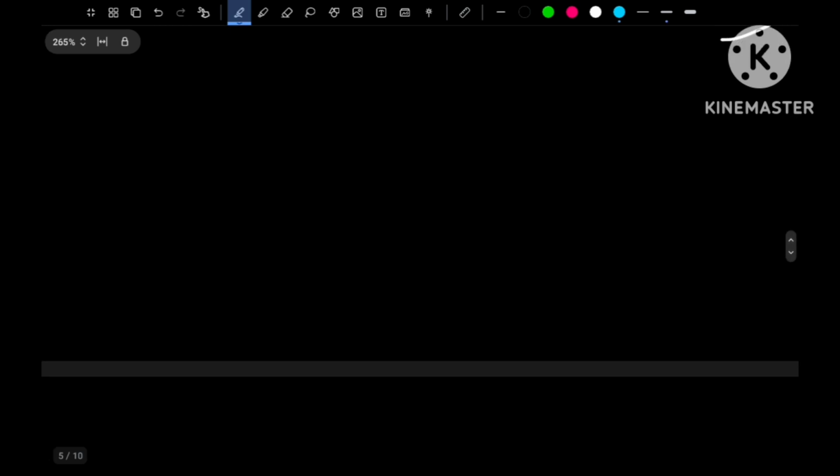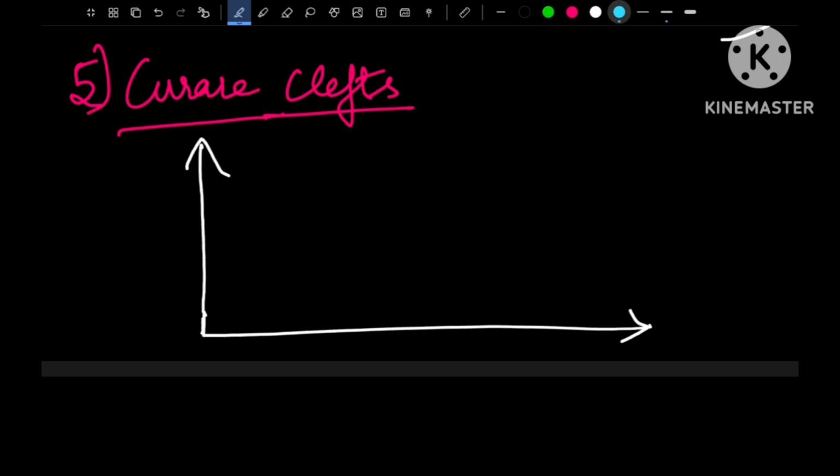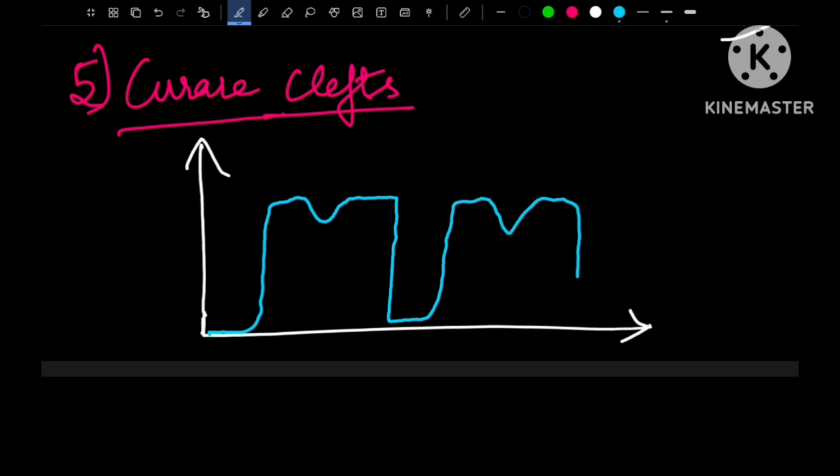So the fifth one, I'll go with pink so that it's a similar color. The fifth one is curare clefts. Curare clefts is an important and most frequently asked capnographic waveform. See, it's very easy. You can draw it like a significant M shape. So it is M shaped.